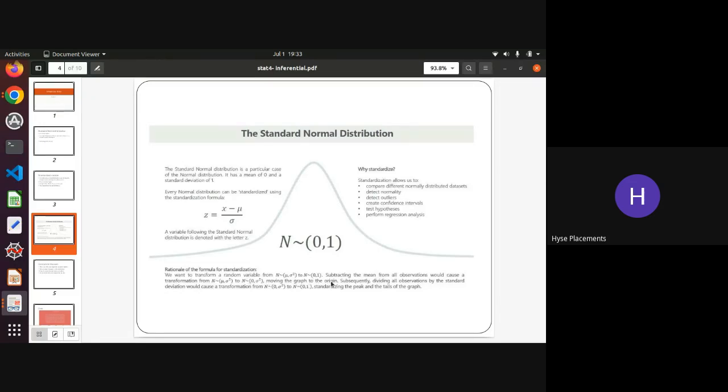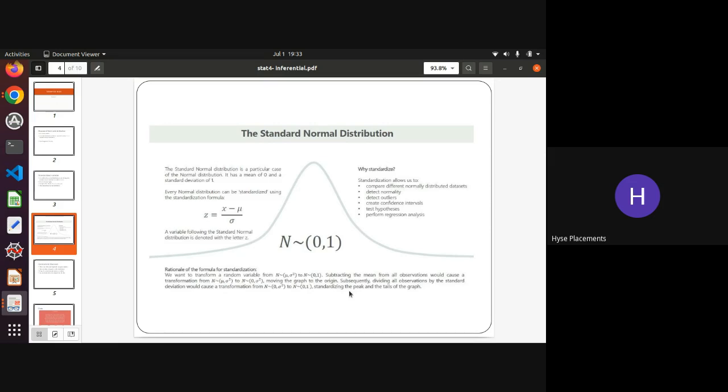You see, this is the point: we are moving the entire graph to the origin. Previously it was not at the origin, near to zero scale, right? Subsequently, dividing all observations by the standard deviation would cause a transformation from N of 0 comma sigma square to N of 0 comma 1. Standardizing the peak and the tails of the graph.